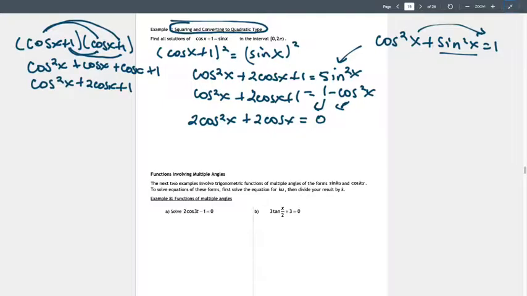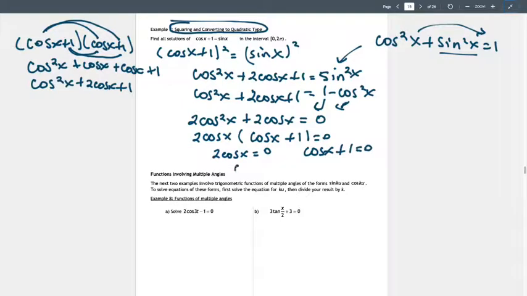Now we have two terms. They both have 2 cosine x in common, so I'll factor that out, and I'm left with cosine x plus 1 equals 0. Now set each factor equal to 0, so 2 cosine x equals 0, and cosine x plus 1 equals 0. So when I divide by 2, I get just cosine x equals 0, and cosine x equals negative 1. And this time they're doing it on the interval 0 to 2 pi.